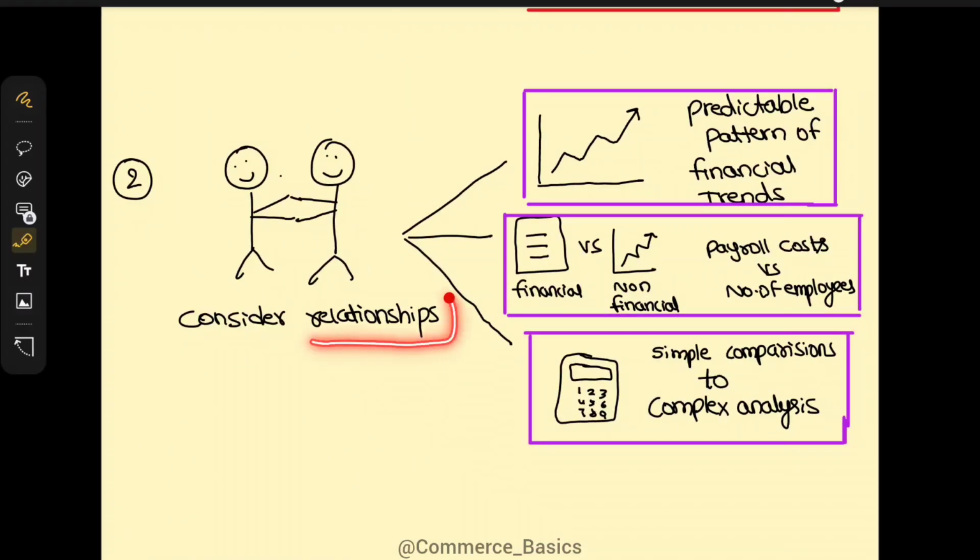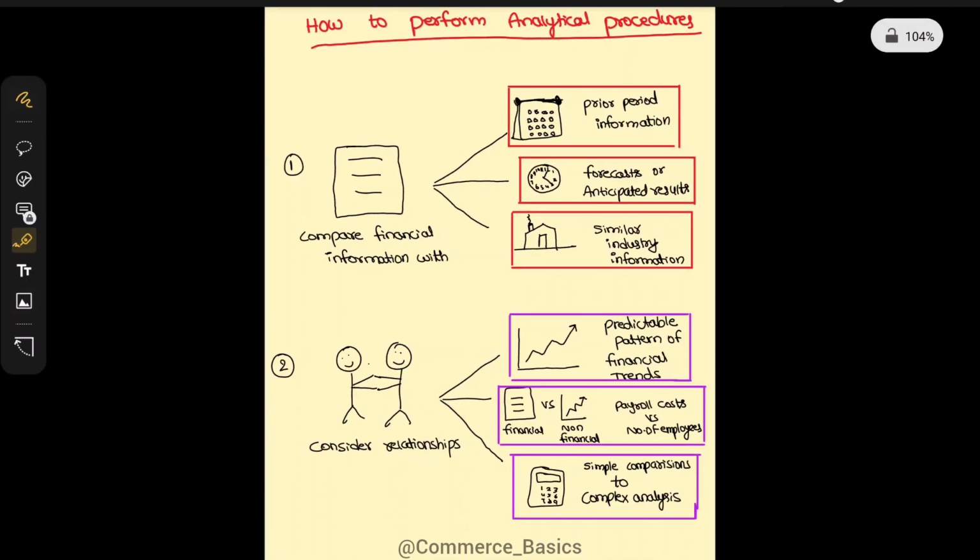In the second method, we are finding relationships between two data. We can use that relationship to identify patterns or trends, like whether the sales are increasing or decreasing every year, or to find a relationship between financial and non-financial data, which we already discussed, like payroll cost versus number of employees, whether the payroll costs are increasing and employees are decreasing. You can do simple small comparisons, or very complex analysis. It depends on the complexity of the audit and the judgment of the auditor. It's purely the judgment of the auditor. So this is how we perform an analytical procedure. Either we can compare, or we can consider the relationships.